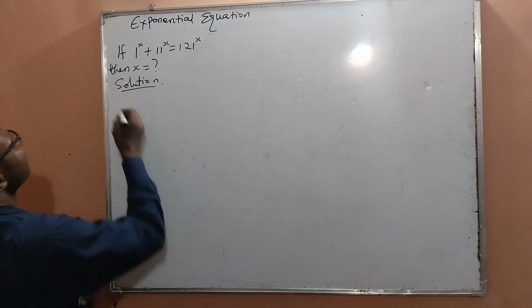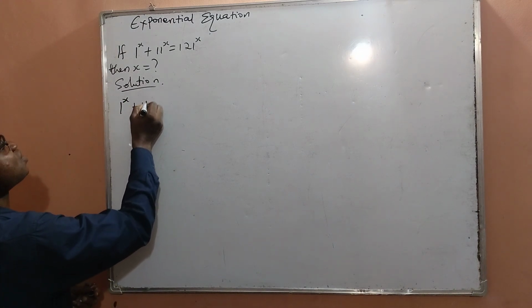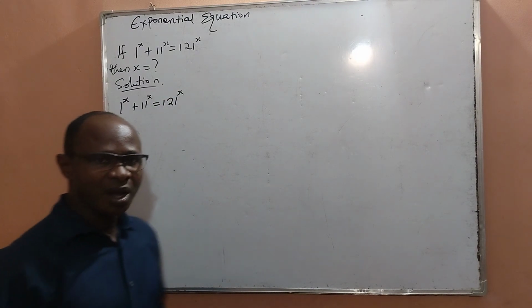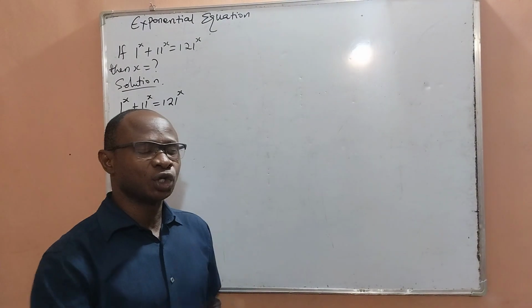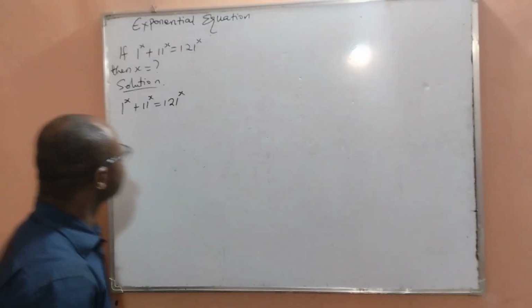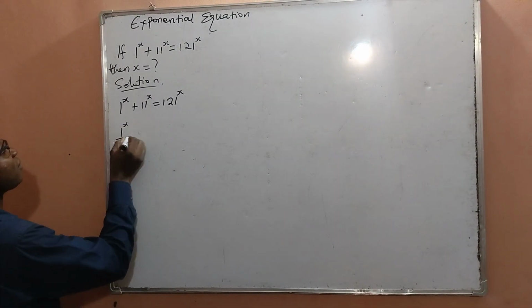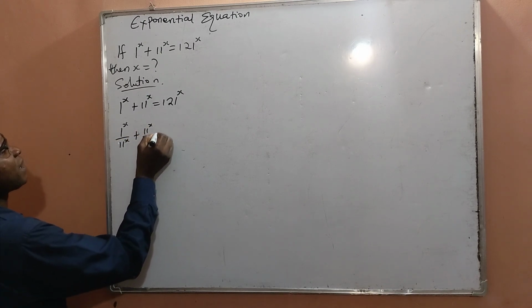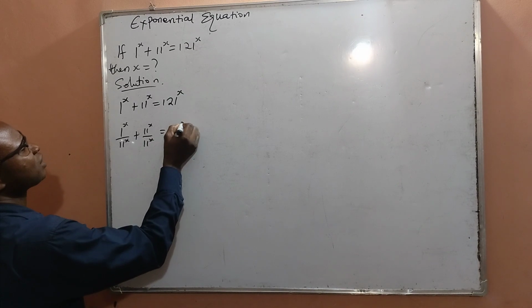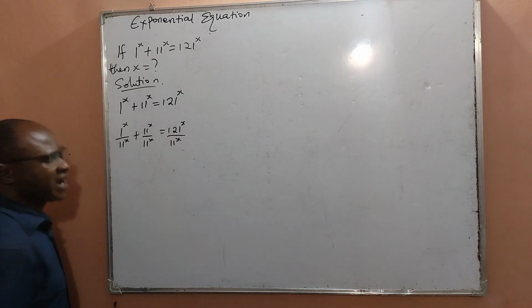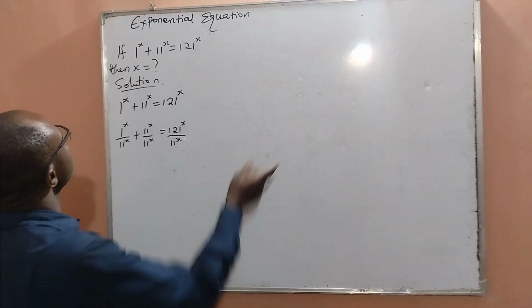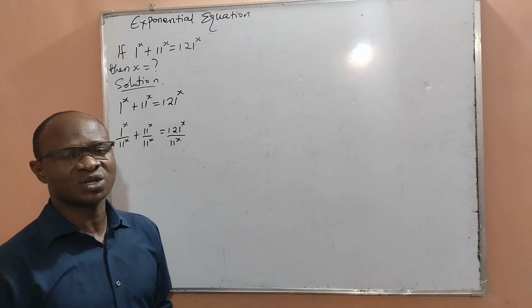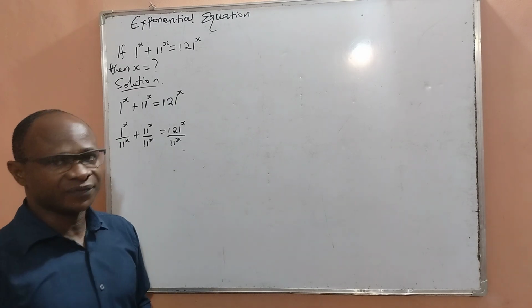So I have the question given to me as 1 to the power of x plus 11 to the power of x equal to 121 to the power of x. What I will do first is to divide all through by 11 to the power of x. That means I will now have 1 to the power of x over 11 to the power of x plus 11 to the power of x all over 11 to the power of x equal to 121 to the power of x all over 11 to the power of x. The reason is because since all of them are coming with the power of x, I want one that will come without the power of x so that from there I'll be able to find the value of x.